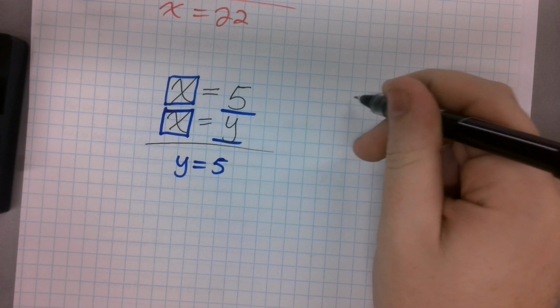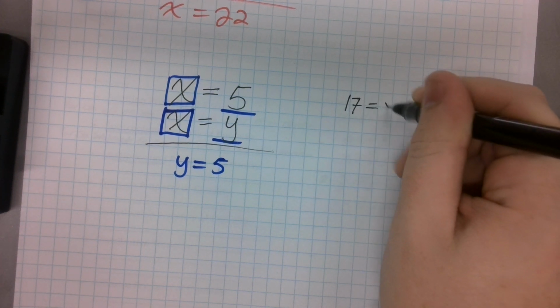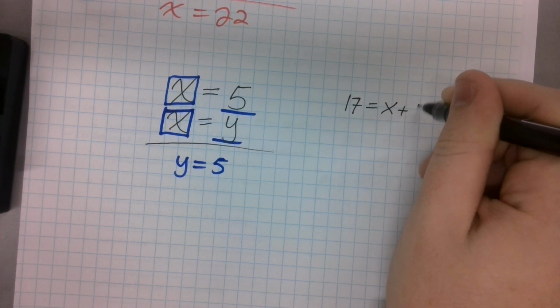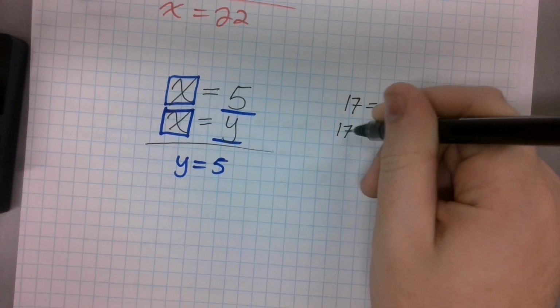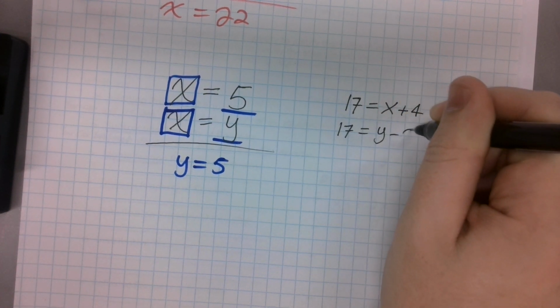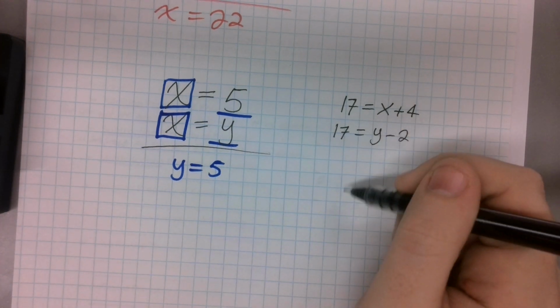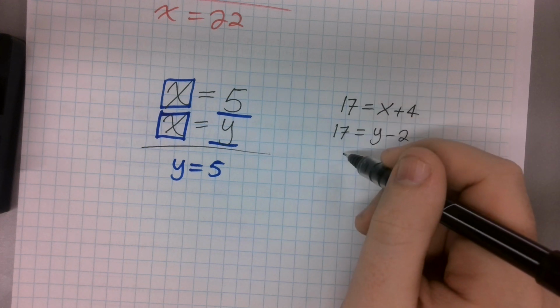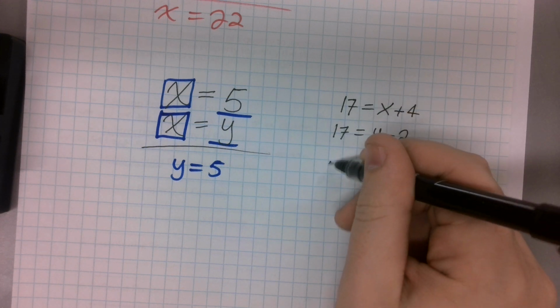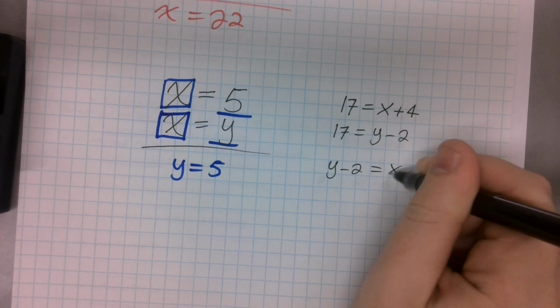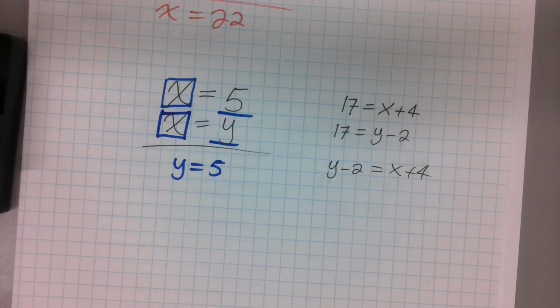Let's say that 17 equals x plus 4, and 17 equals y minus 2. You could just realize that 17 is repeated. We can substitute one equation in for the other because of this. Y minus 2 equals x plus 4, because they both equal 17. So that's the basics of the substitution property of equality. Let's write it out.